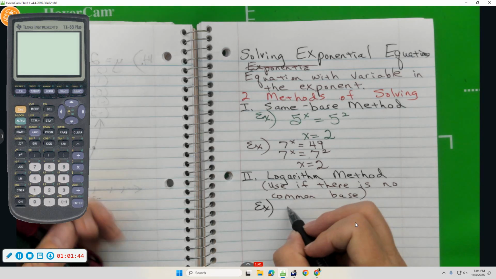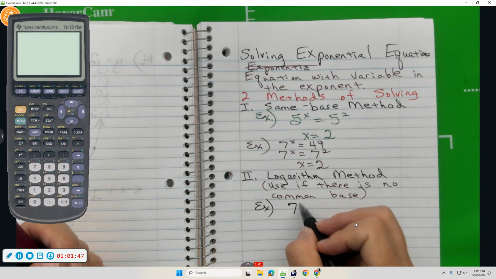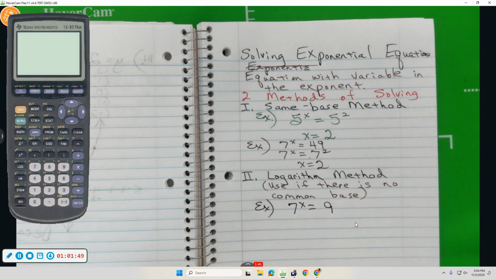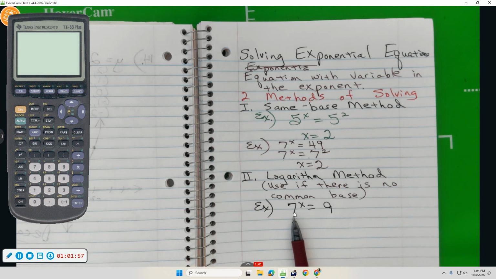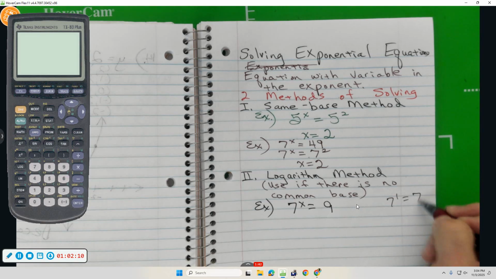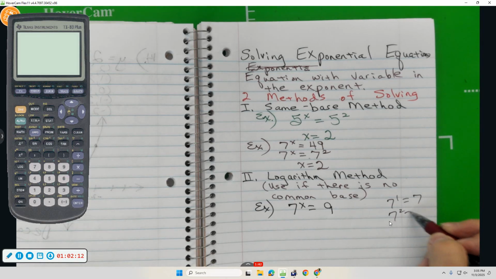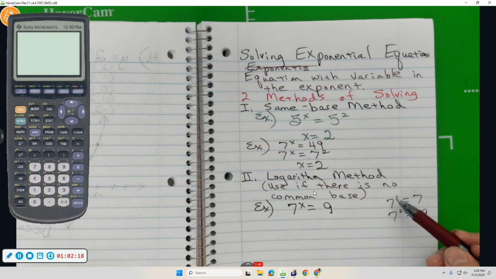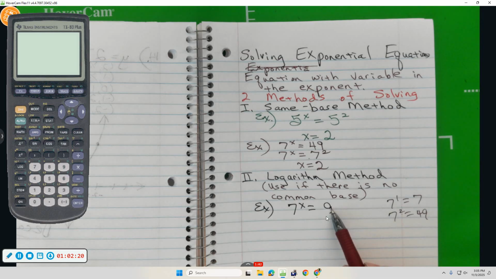Well, I think you're making that a little fancier than it needs to be. 7 to the x is equal to 9. Well, 7 is a prime number. You're not going to change 7. Can we write 9 as a power of 7? 7 to the first power is 7. 7 squared is? We skipped over 9. Is there a power we can put on that 7 to give us a 9?